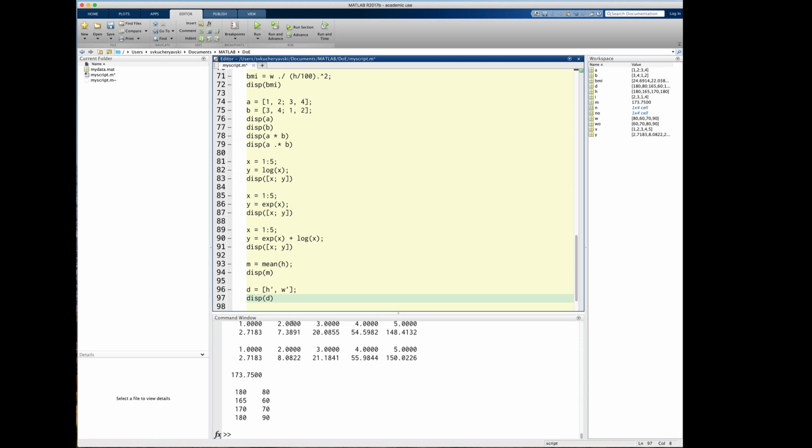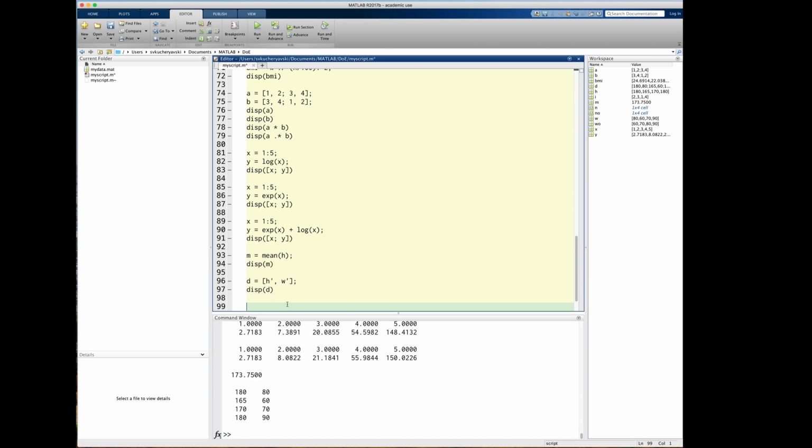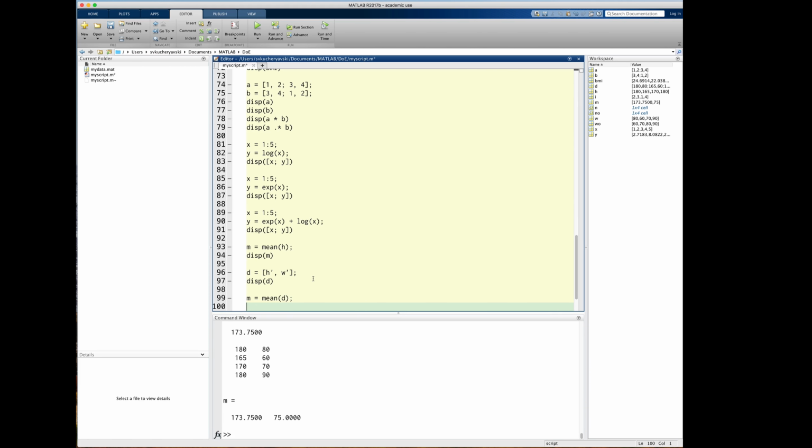I have only two columns in this case. And it's not necessary to calculate average for every column separately. You can just do it at once. You can just write m equal to mean d, and then you will have two average values, one for every column. Okay, so by default, all statistical functions apply to a column of a matrix. So if the argument is a matrix, you will get the sum of all elements in every column, or you will get average, or you'll get standard deviation, and so on.